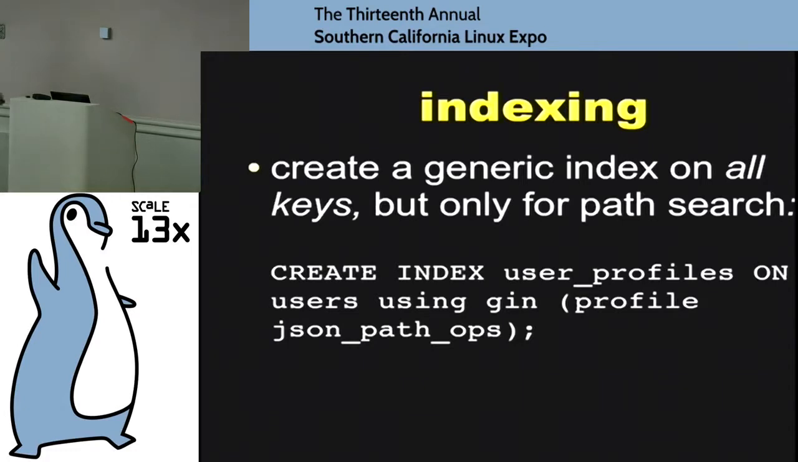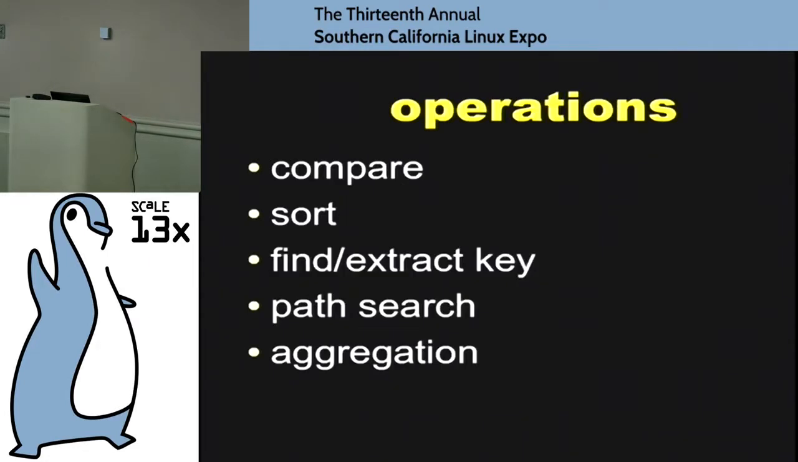This is awesome because it suddenly means that JSON is not just a way to store JSON blobs, but it's actually a way to store data that can then be searched on and manipulated.